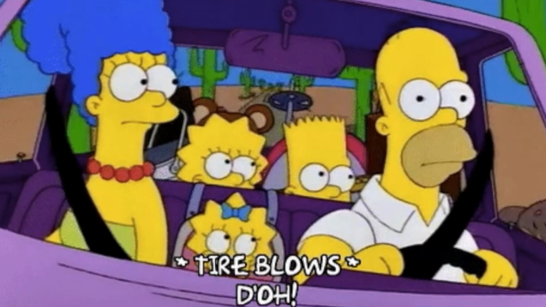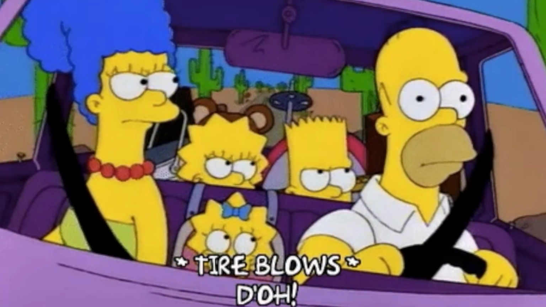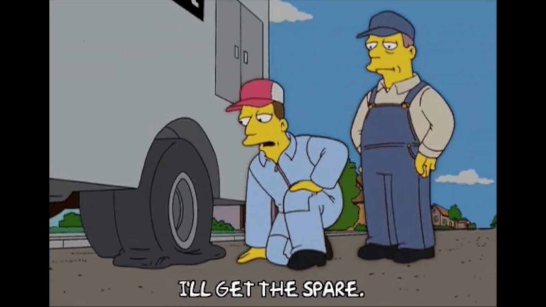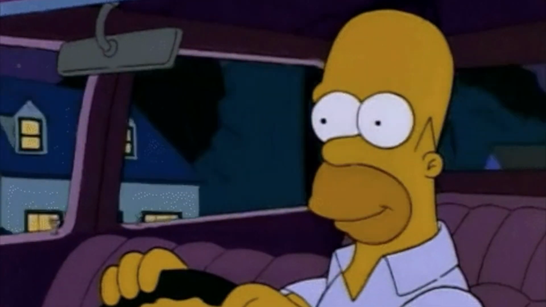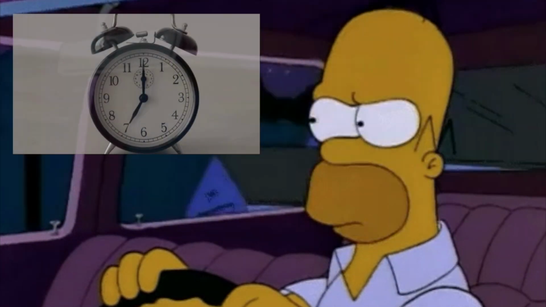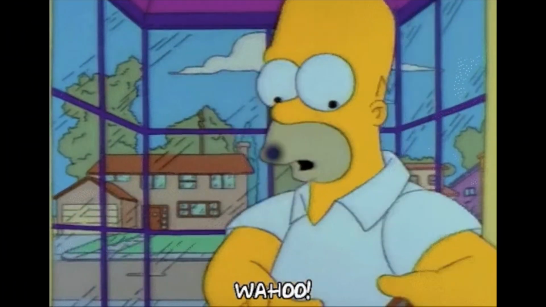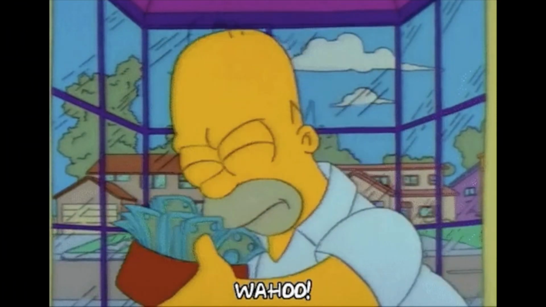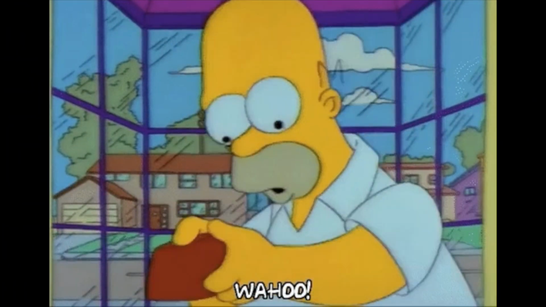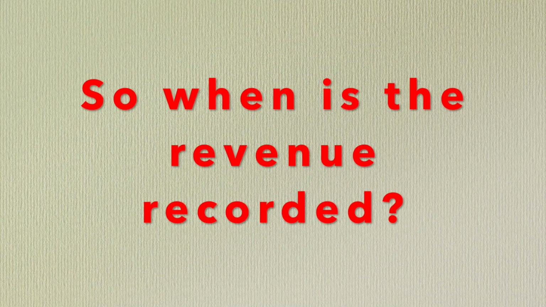On the 14th of November, Homer Simpson drops off his car at a mechanic because he has a flat tire. The mechanic replaces his tire, and Homer picks up his car and tells the mechanic that he conveniently left his wallet at home. Homer promises to pay the mechanic at a later date for the replacement tire. However, it isn't until the 14th of December that Homer finds his wallet at home and the payment is received by the mechanic. So when do we record this revenue?